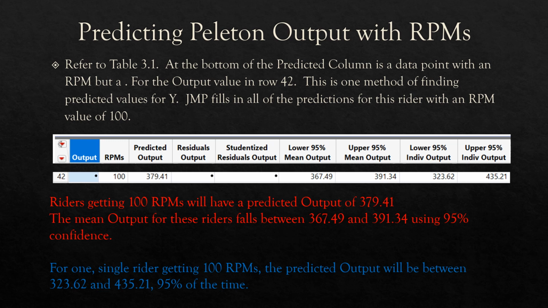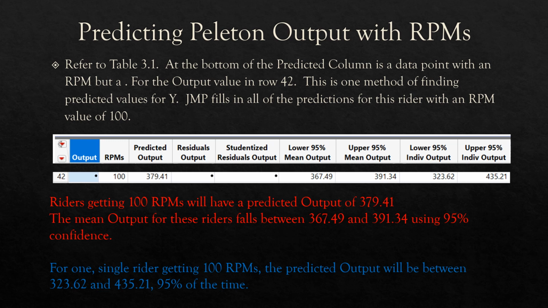That's going to be on the mean for a lot of riders getting 100 RPMs. So we would say that the mean output for those riders getting 100 RPMs falls between 367.49 and 391.34 using 95% confidence. For one single rider, look over to the individual output.